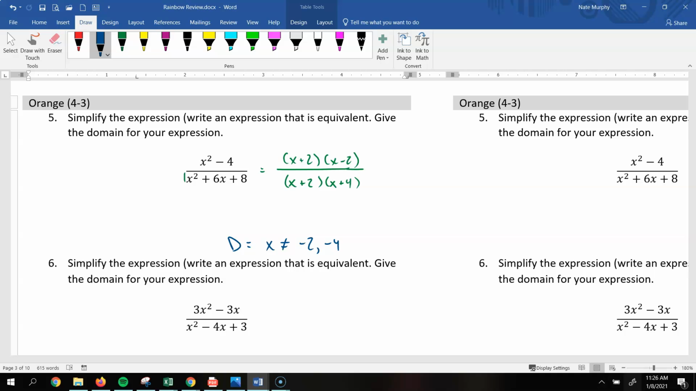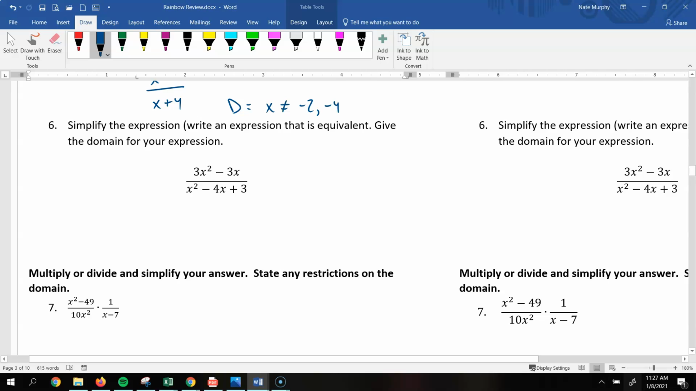All right, but now to simplify this, I recognize that the x plus 2's would cancel out. So it would simplify to be x minus 2 divided by x plus 4, with the restriction in our domain of x can't equal negative 2 and x can't equal negative 4.